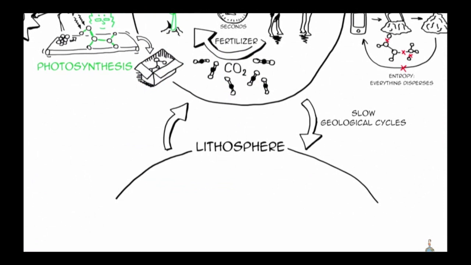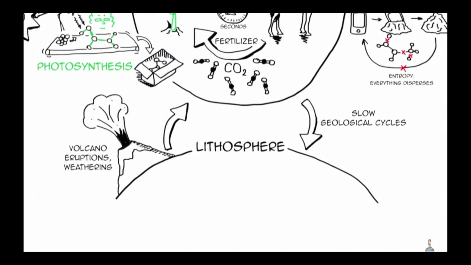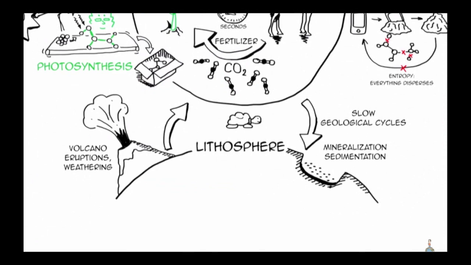And these cycles are also very well balanced. Some matter moves from the Earth's crust to the biosphere through things like volcano eruptions and weathering, and just about the same amount of matter goes back from the biosphere to the Earth's crust via things like mineralization and sedimentation. And all this is very well balanced. These cycles take millions of years. They are very slow, unlike the previous ones, and they also work well.